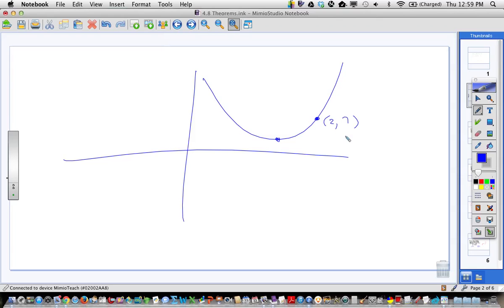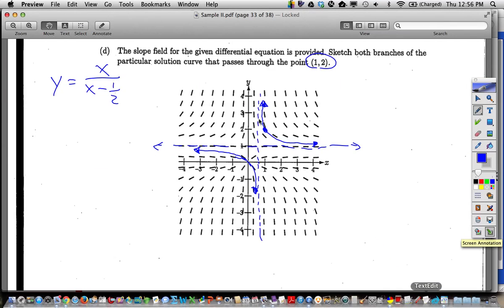Well, it's the same thing over here. Okay? This is one curve. Does this curve pass through the point 1, 2? Yes. Right? Yes, it does. Okay? It's just that the curve is made up of more than one branch. Okay? So that's how you have to think of it.